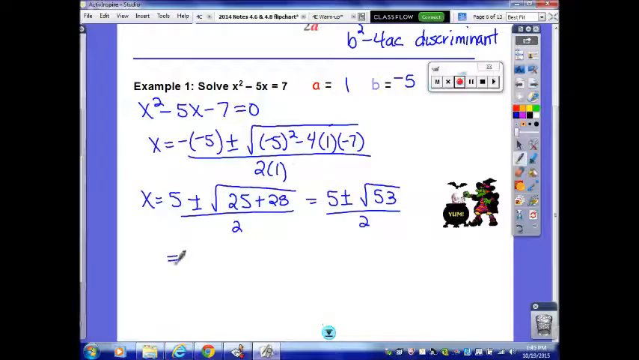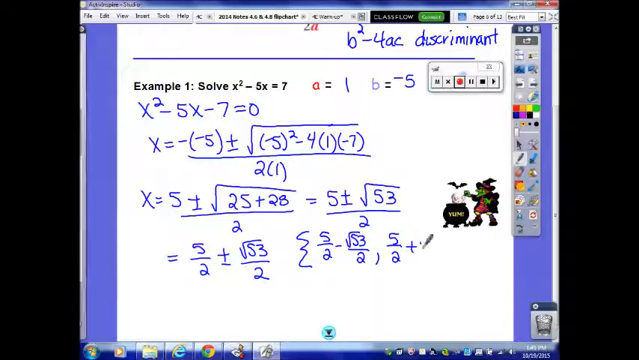Alright, 53, the square root of 53. I'm looking for pairs. There's no pairs in 53, so I can leave this alone, put it in standard form. Plus or minus the square root of 53 over 2. So my two answers are 5/2 minus the square root of 53 over 2 and 5/2 plus the square root of 53 over 2. Notice here again that these are conjugates of each other.